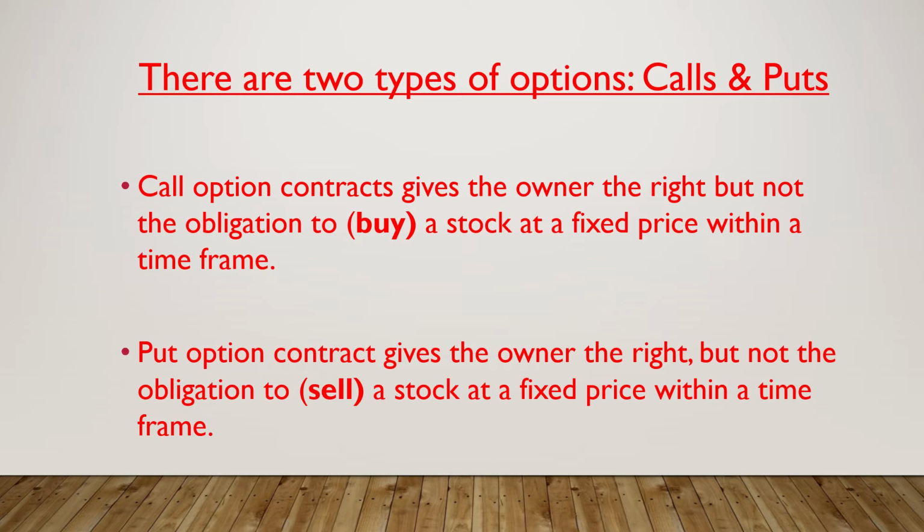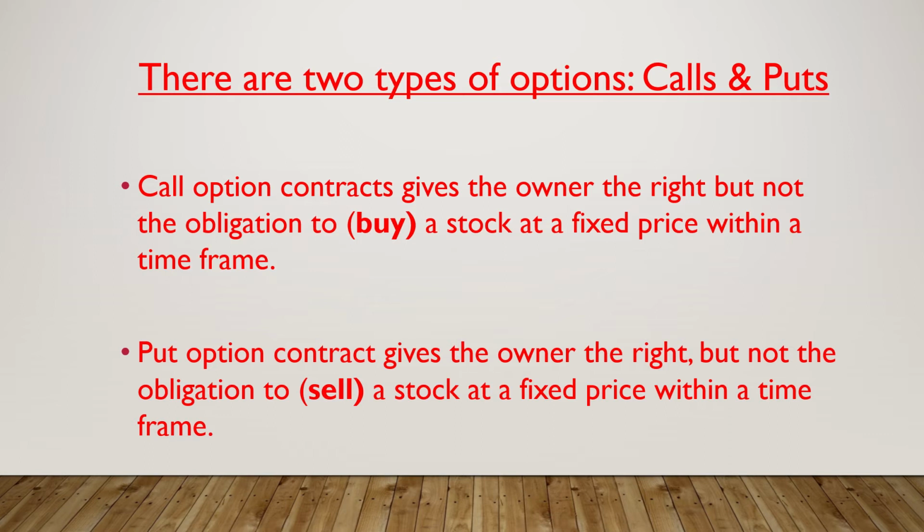A call option gives the owner the right but not the obligation to buy a stock at a fixed price within a time frame. Meaning, if I own a call option, I have the option to buy that stock within the time frame we agreed upon. With a put option, it's a bit different. This gives the owner of a put the right but not the obligation to sell a stock at a fixed price within a time frame.